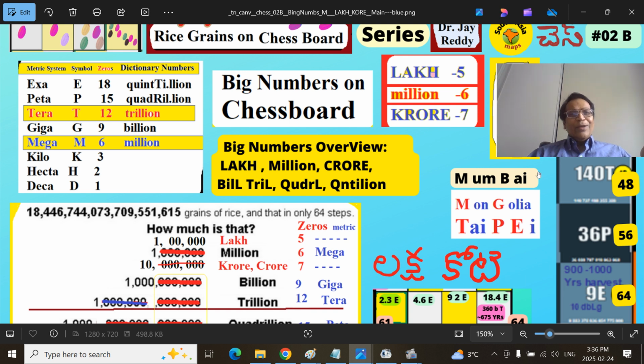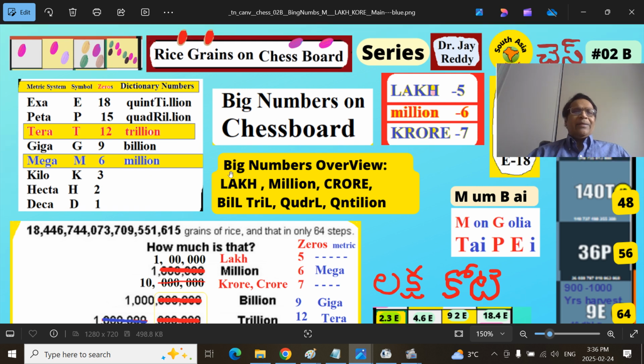Or if you want it this way, that is the metric system. Remember Mongolia, the country: that is the mega and giga. So these numbers have to be very commonly used, and you can very easily comprehend that. Then trillion means 12 zeros, right?